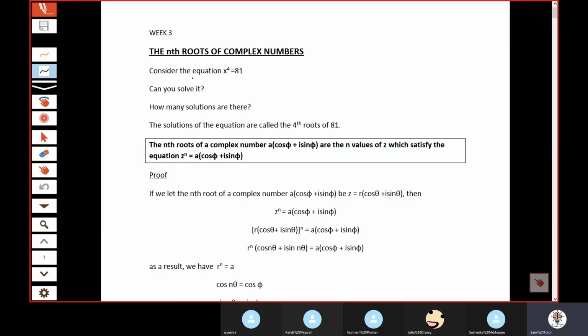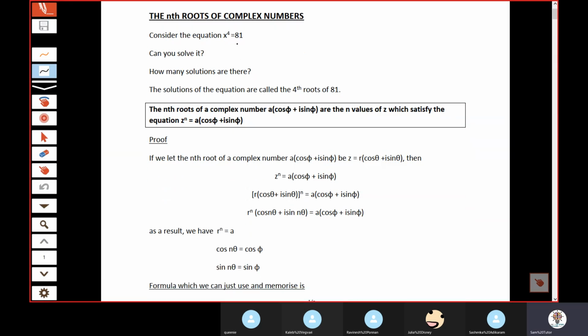Consider the equation x to the 4 equals 81. Can you solve this? Sure. What do you guys get? How many solutions are there? 2. 2.